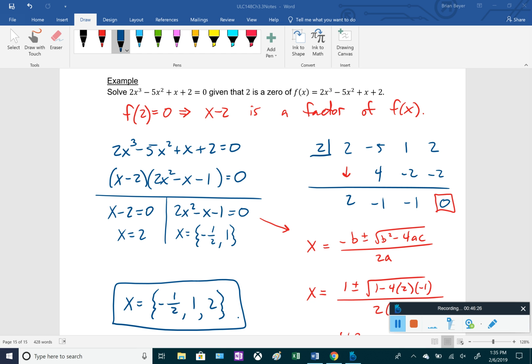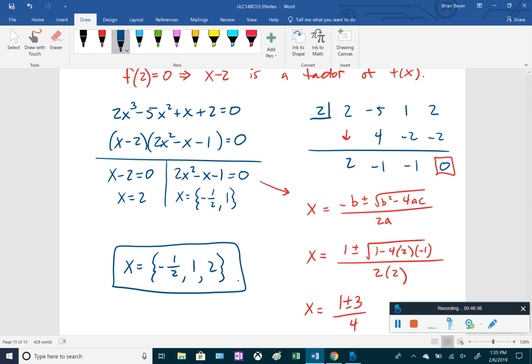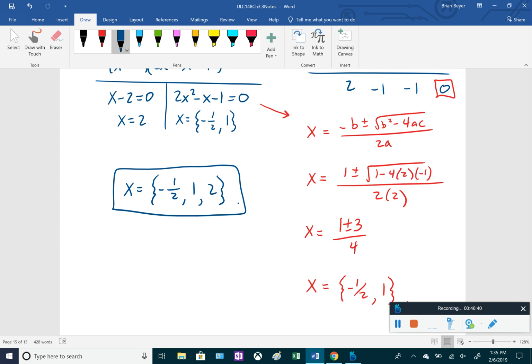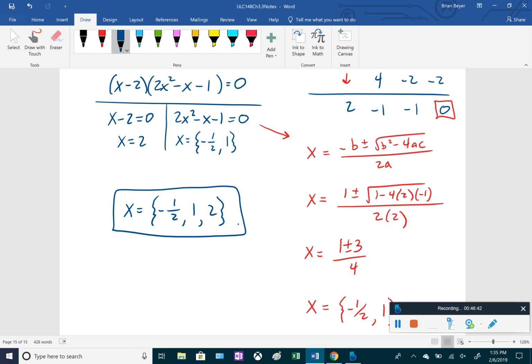So I set it up over here on the left once again. I used synthetic division to find the quotient, which is the other factor, and then I set that quotient equal to 0 to find the other zeros. I used the quadratic formula again, so I got these answers here. So I got the answers of negative 1/2, 1, and 2, and the 2 was told to us in the question. So we got pretty nice rational numbers for our quadratic formula.